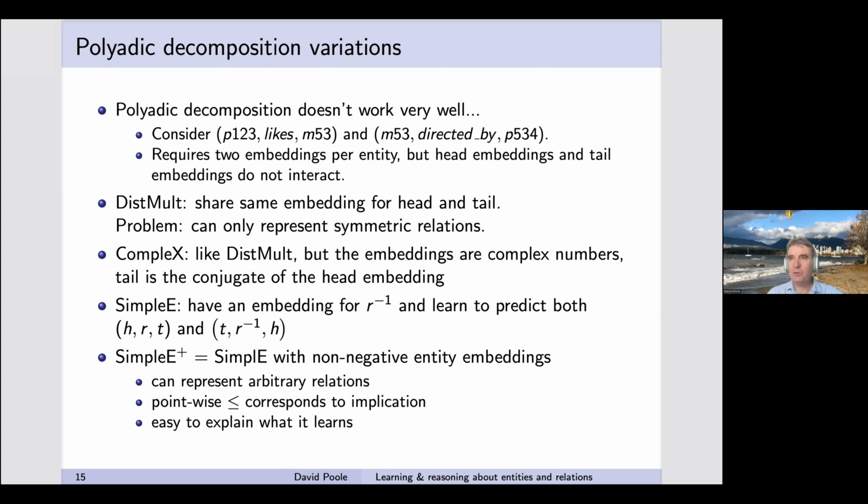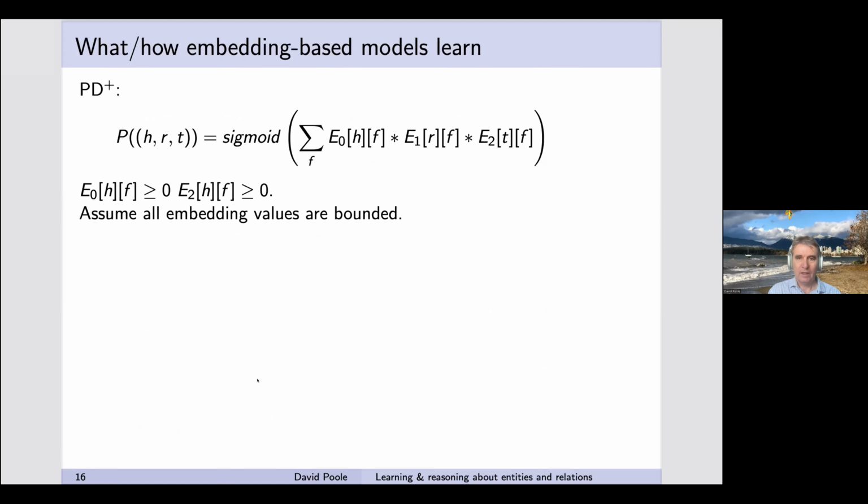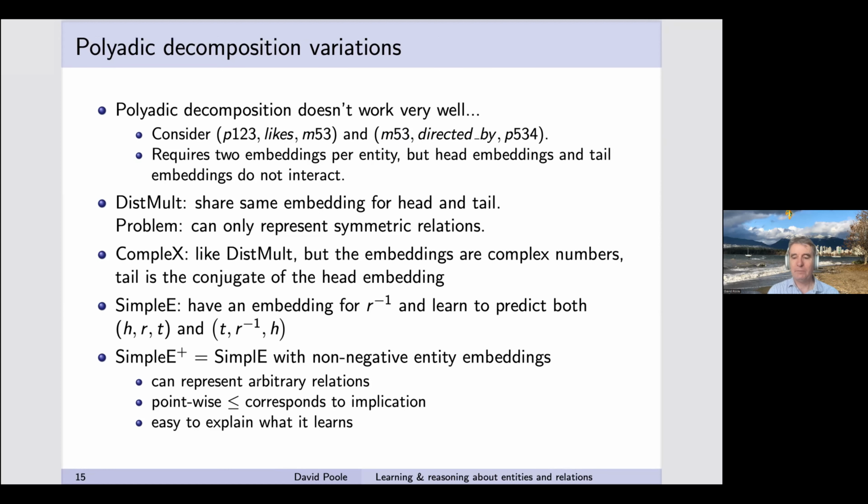You can represent arbitrary relations. If you give me an arbitrary relation, I can represent it in this. And point y is less than corresponds to implication. When we first did this, point y is less than was the implication. But the reason I like this SimplE+ model is that I can explain what's going on.